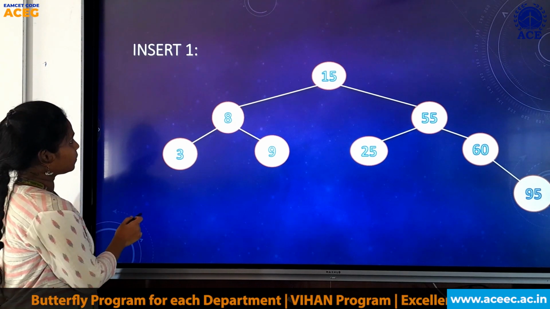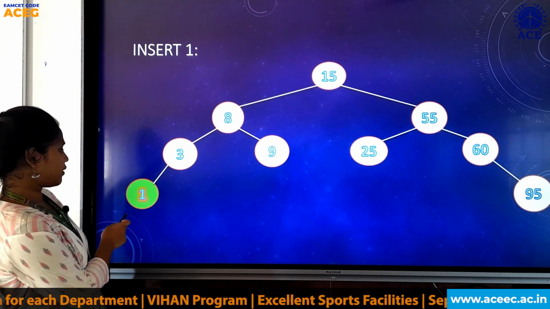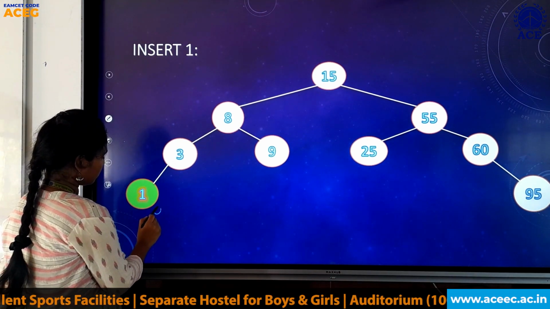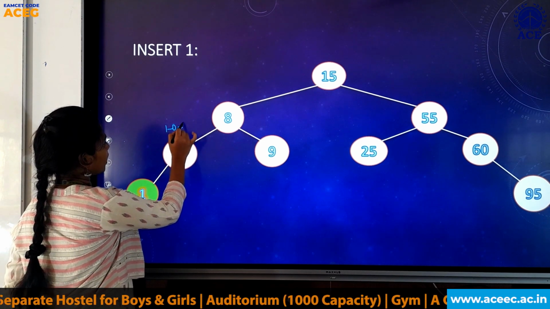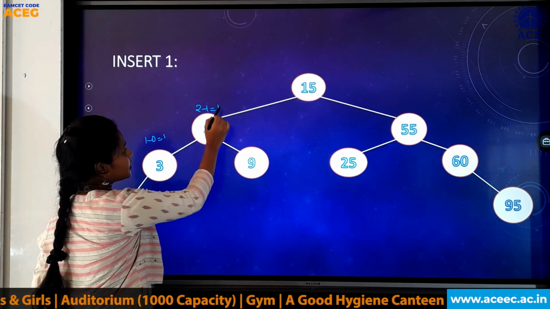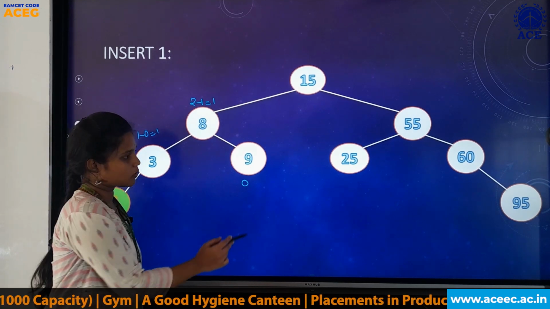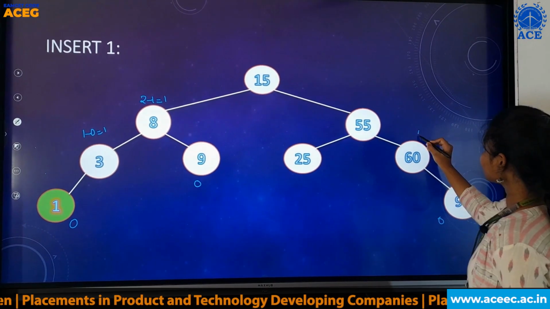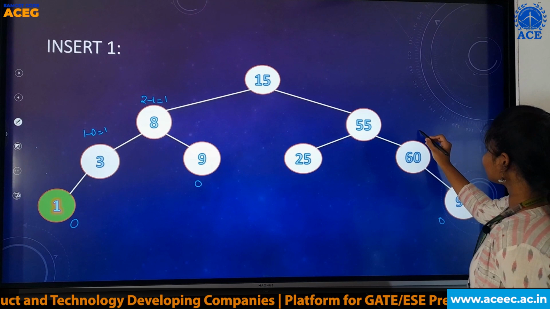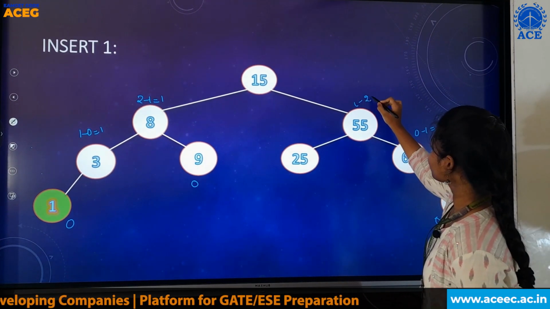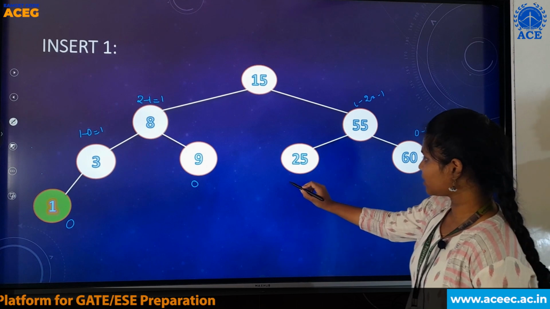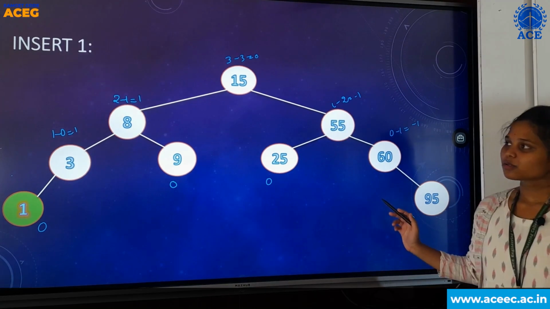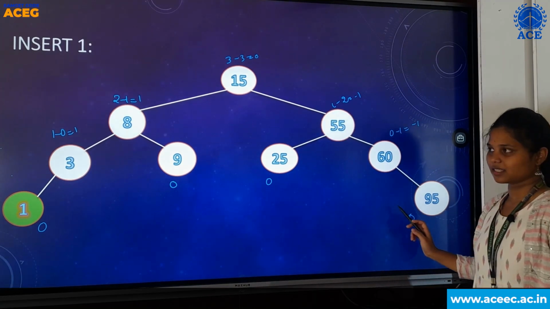Now insert element 1. It is inserted at the left of the root node. Now check the balancing factor for every node. Here it is 0. For 3, 1 minus 0, 1. For 8, 2 minus 1, 1. For 9, it is 0 as there are no nodes. For 95, it is 0. For 60, it is 0 minus 1, minus 1. For 55, it is 1 minus 2, minus 1. For 25, it is 0 as there are no nodes. For 50, 3 minus 3, 0. So here we can see the balancing factor is in the range.